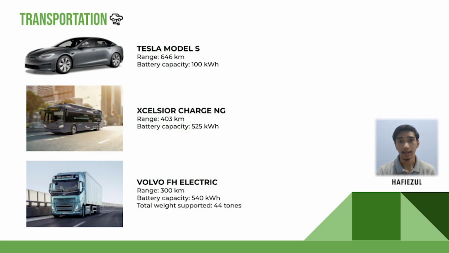I am Hafizun and I will continue on green technology based on the transportation system. A small vehicle such as the well-known Tesla Model S could cover 646 kilometers with its 100 kWh battery. For bus rapid transit purposes, the Accessio Charge NG, equipped with a 525 kWh battery, could travel 403 kilometers. A large transporter such as the Volvo FH Electric used for long-haul trucking could cover a distance of 300 kilometers, as it is equipped with a 540 kWh battery. This truck could carry a total load of 44 tons.